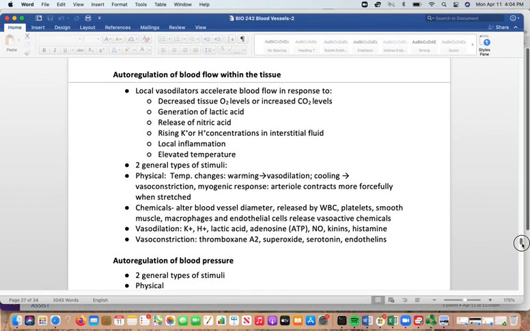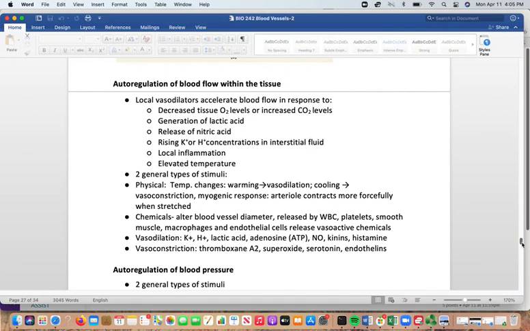So autoregulation within the tissue, we have local vasodilators that can accelerate blood flow, and these will act in response to various different things. So if you have low oxygen levels in the tissue or high carbon dioxide levels, that will influence this. If you've generated lactic acid, it will influence it. The release of nitric oxide, rising potassium levels or hydrogen ion from becoming more acidic in the interstitial fluid, local inflammation, and elevated temperature.